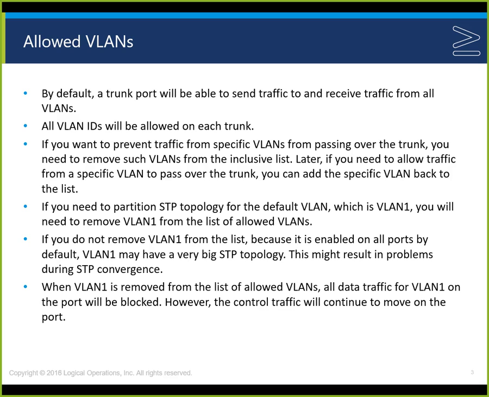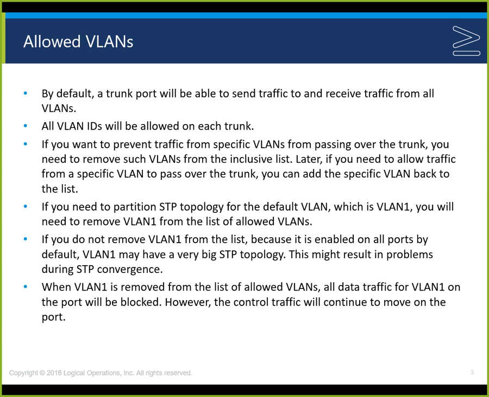By default, and we looked at this last night, the trunks will be able to send traffic to and receive traffic from all of the VLANs. And by default, all of the VLANs that we create are going to be allowed on the trunk. So all of them are initially allowed. If we want to prevent a specific VLAN from passing traffic over the trunk, we can remove it, and we looked at the switchport trunk allowed vlan command, and if we need to do a vlan add or a vlan remove in order to add or remove VLANs.